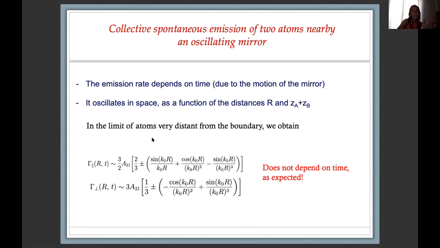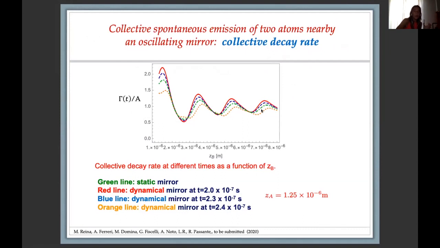Okay, we have also in this case plotted the collective decay rate at different times as a function of the distance of atom B from the boundary when the position of atom A from the boundary is fixed. And we find again that this decay rate can be strongly suppressed or enhanced depending on time and on the position of the atoms A and B and their distance from the boundary.